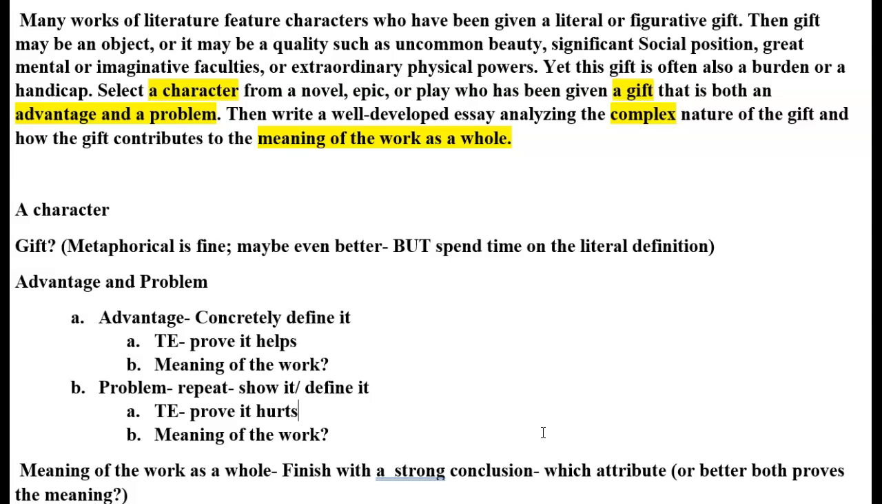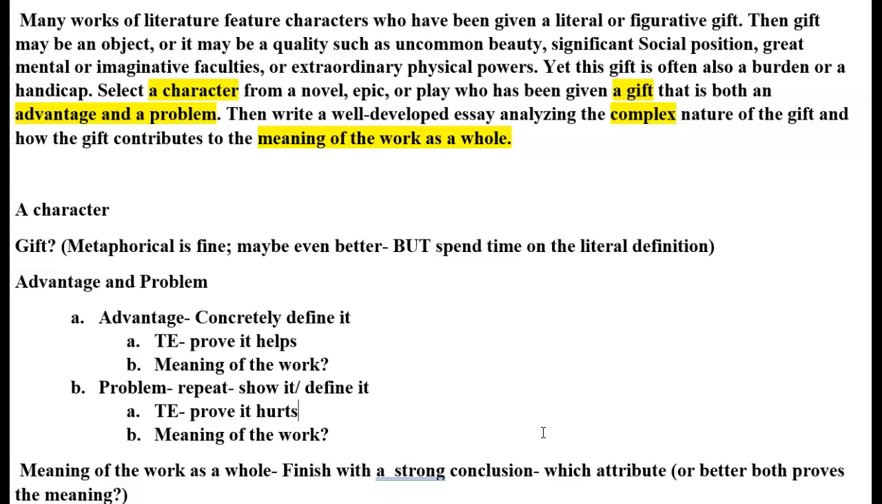If you want to choose something more controversial, the more controversial the topic you choose, the more evidence you need to present. So, for example, some of you might want to write about race or gender. So you might want to write about how femininity is a gift, or you could write about how masculinity is a gift, or how white privilege is a gift.